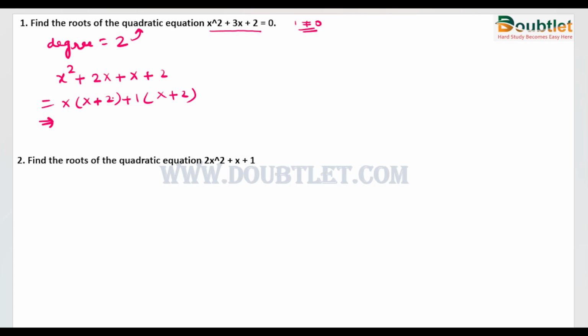Now in these two terms, x plus 2 can be taken as common. So we can write this as x plus 2 into x plus 1 is equal to 0. Then we can find the roots as x is equal to minus 2 and x is equal to minus 1.